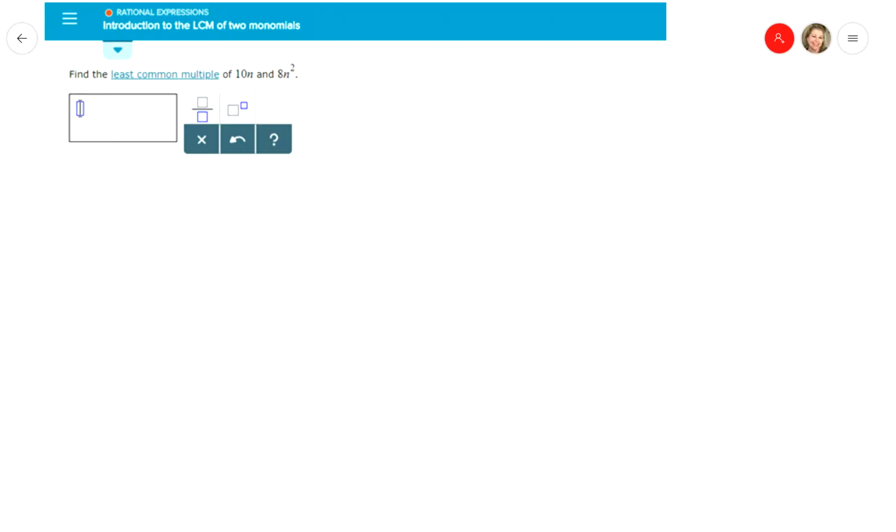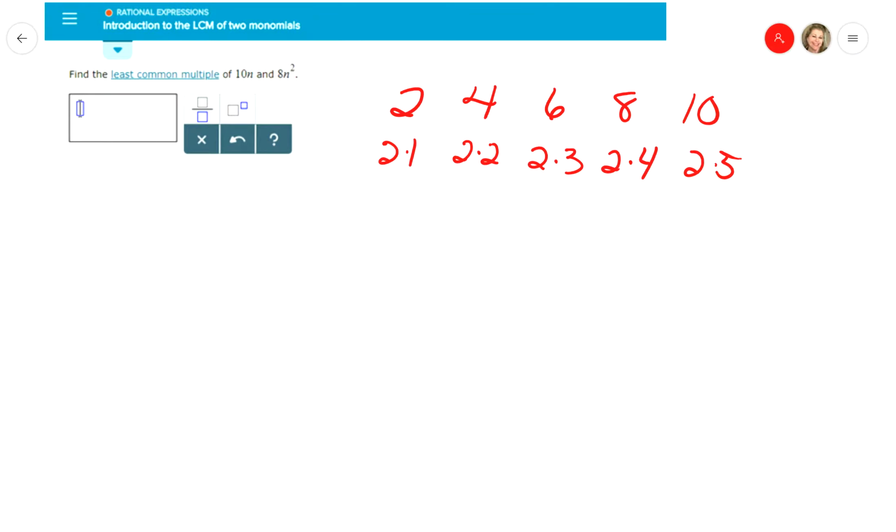Multiples. For example, the multiples of 2 would be 2, 4, 6, 8, 10. 2 is 2 times 1, 4 is 2 times 2, 6 is 2 times 3, 8 is 2 times 4, 10 is 2 times 5. So 2, 4, 6, 8, 10, they're all multiples of 2.